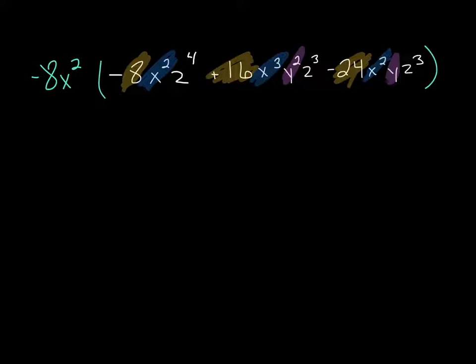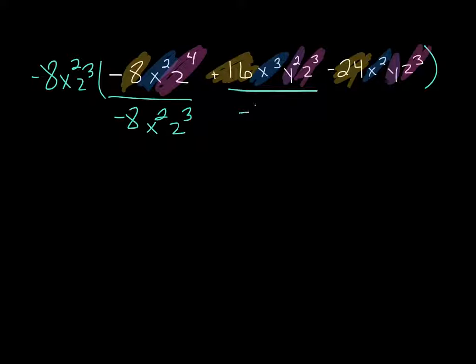And then let's look at the z's. We have a z to the fourth, a z cubed, and a z cubed. They do all have z's. And the smallest exponent for the z's is 3. So we'll have a z cubed in our GCF. Now we need to go through and divide each term by that GCF.